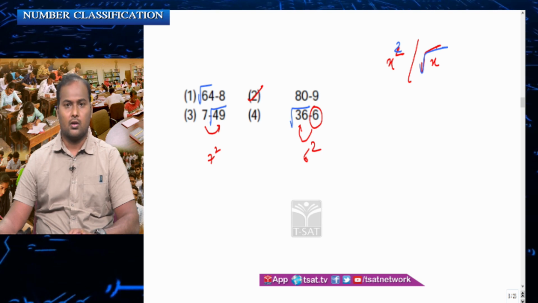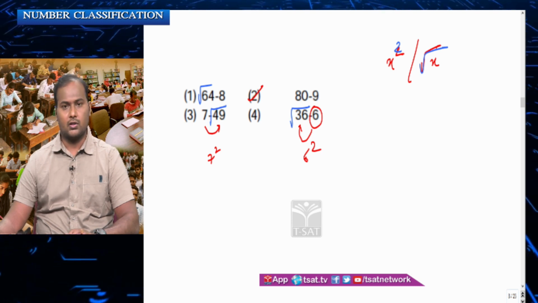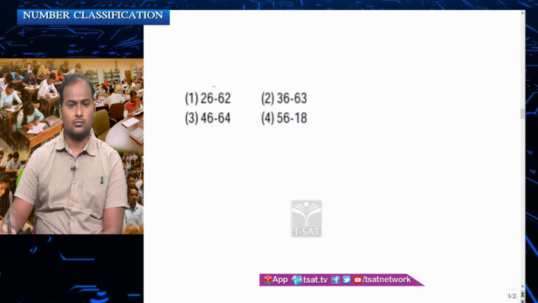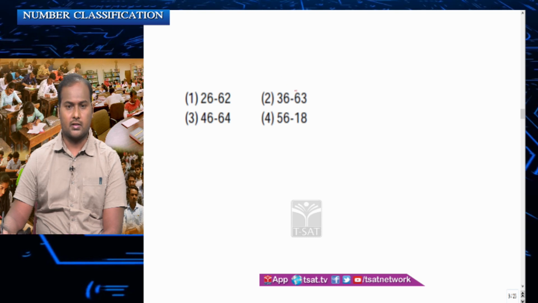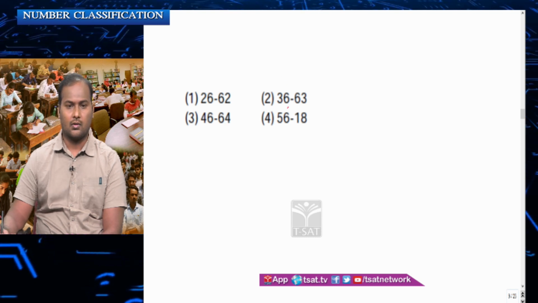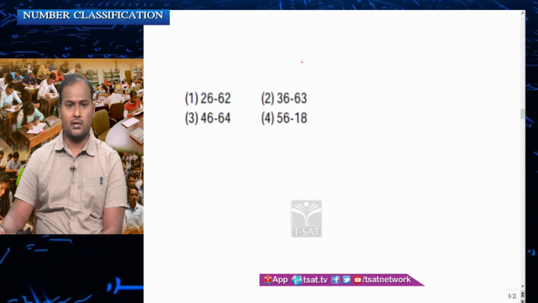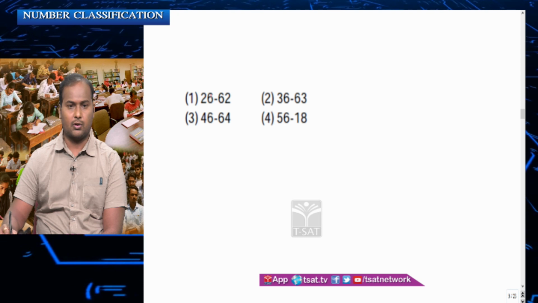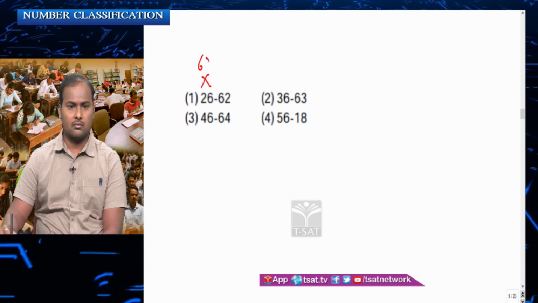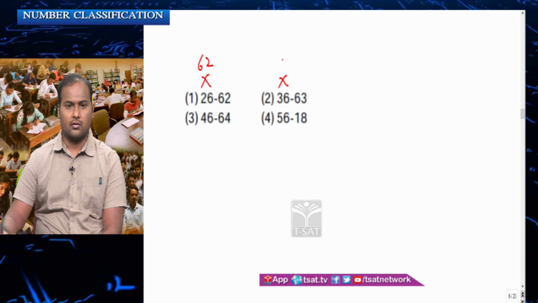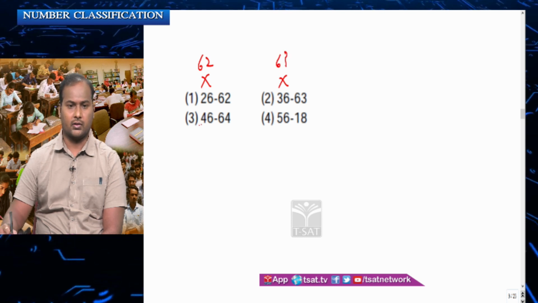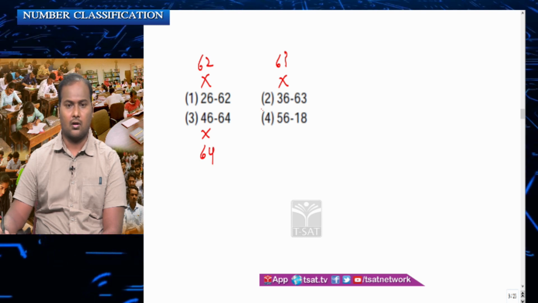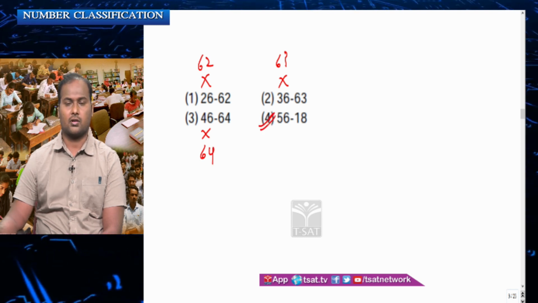So in the examination, you can solve one particular question based on more than one method also. In this question, 26 62, 36 63, 46 64, 56 18. The moment you see this, same numbers are repeating. Obviously, their positions are interchanged. For example, 26, when you interchange, will become 62. 36, when you interchange, will become 63. In the same way, 46 interchanged gives you 64. Obviously, with the 4 it is not possible, so your answer is 4.